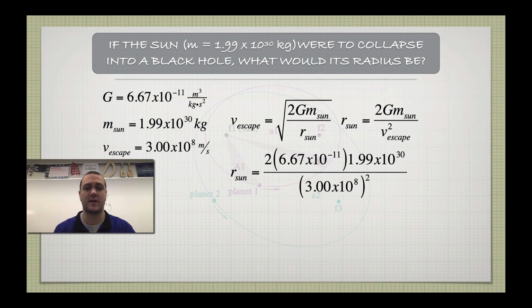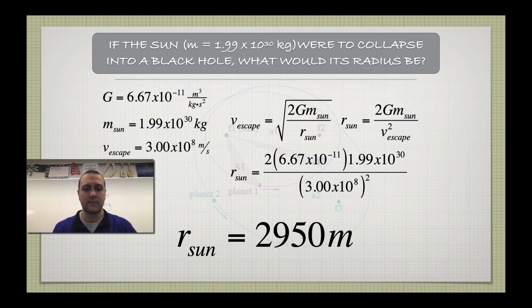So we're going to square everything, and then we're going to do a cross multiply and divide. We're going to square it to get the escape velocity squared. We're going to multiply the radius of the sun over, and then we're going to divide by that escape velocity squared. So we plug in our values. We get 2 times big G times the mass of the sun divided by the square of the escape velocity, which will be the speed of light. And we find that the radius of the sun would be 2,950 meters. The radius, roughly 3,000 meters.